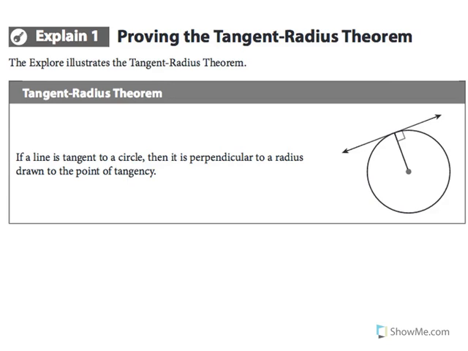Tangent radius theorem. If a line is tangent to a circle, then it is perpendicular to a radius drawn to the point of tangency. So this is the tangent line, and this is the radius, and this point is called your point of tangency, and the radius and the tangent line form a right angle, and they're perpendicular, so then it's 90 degrees.